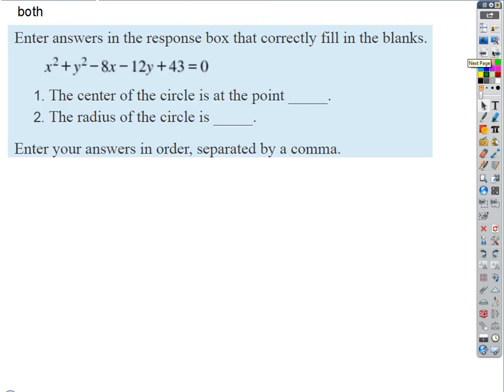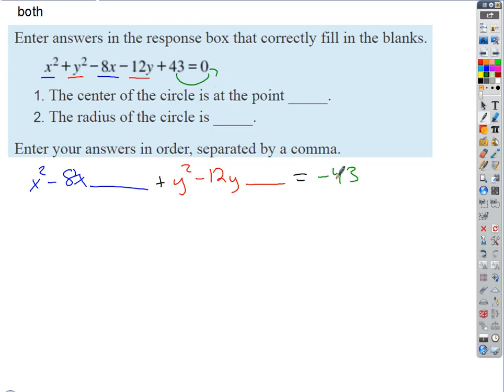Okay, this would apply to both classes, honors and Algebra 2. Same kind of thing, only this time they didn't give us the equation in standard form. We have to complete the square. So we would have to collect the x terms together, leave a space, collect the y terms together, space, equals, and then we'll subtract the 43 over to the right side.